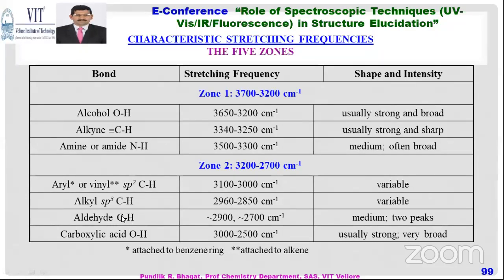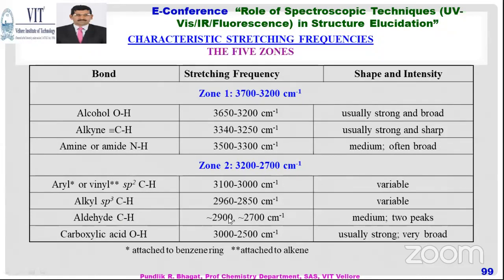Then aldehydic CH, of course it is also CH; the carbon which is attached is sp2. And here it is showing there are 2 bands, here 2700 and 2900. Of course, it will vary. It may come at 2710 or 2720, so a 10 or 20 difference will be there. Here 2 bands are observed because this H forms an overtone with the CO bond of the aldehyde.